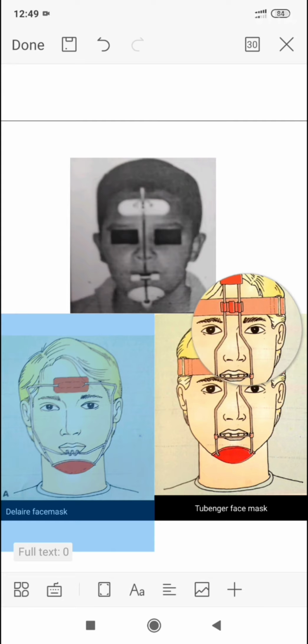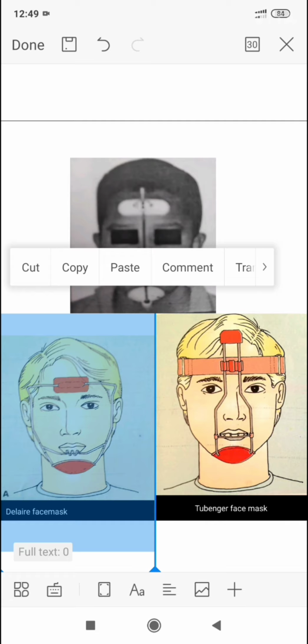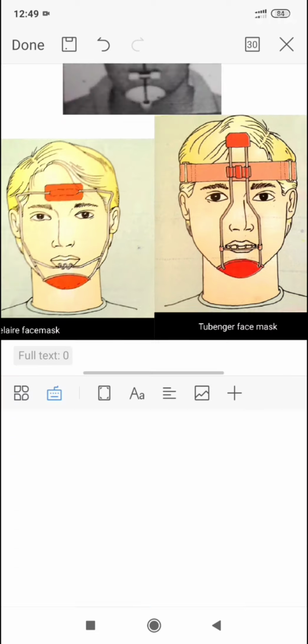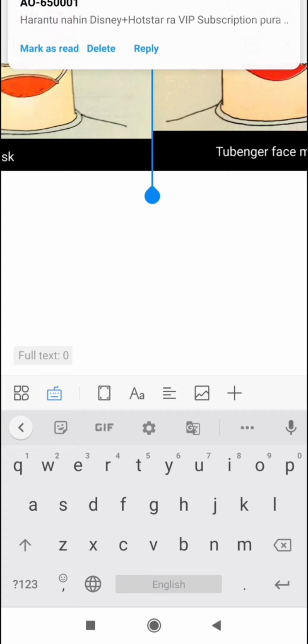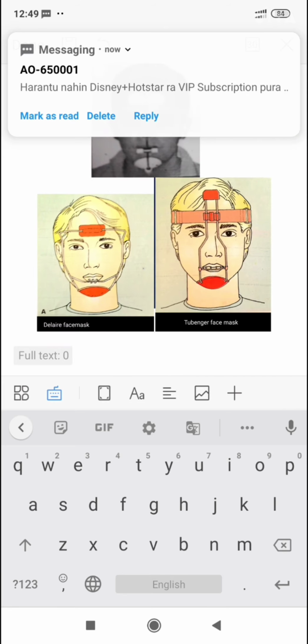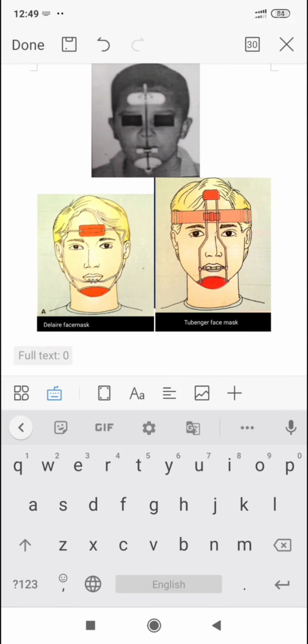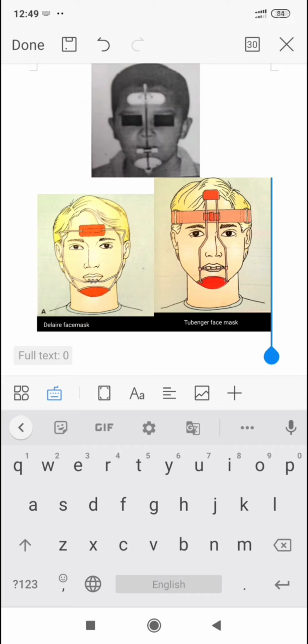This is a Tübingen face mask, and the fourth type is the Hickham face mask. Unlike headgears, face masks are used to bring about forward translation of maxilla, because face masks are indicated in case of retrognathic maxilla. So it is used for the same.